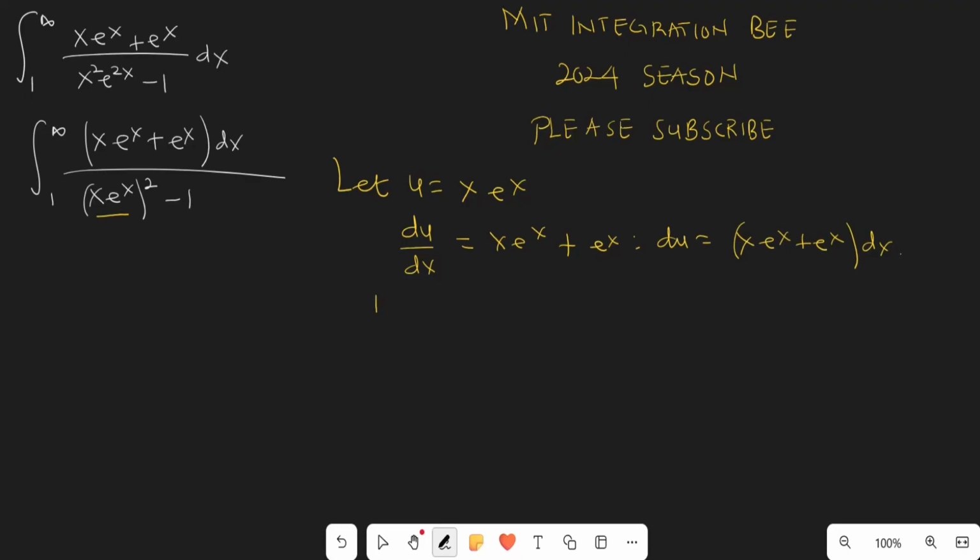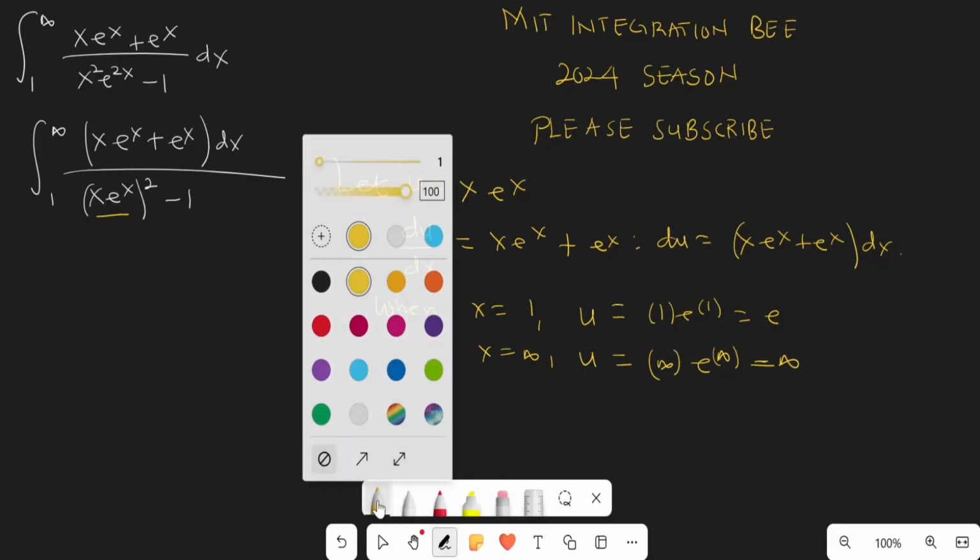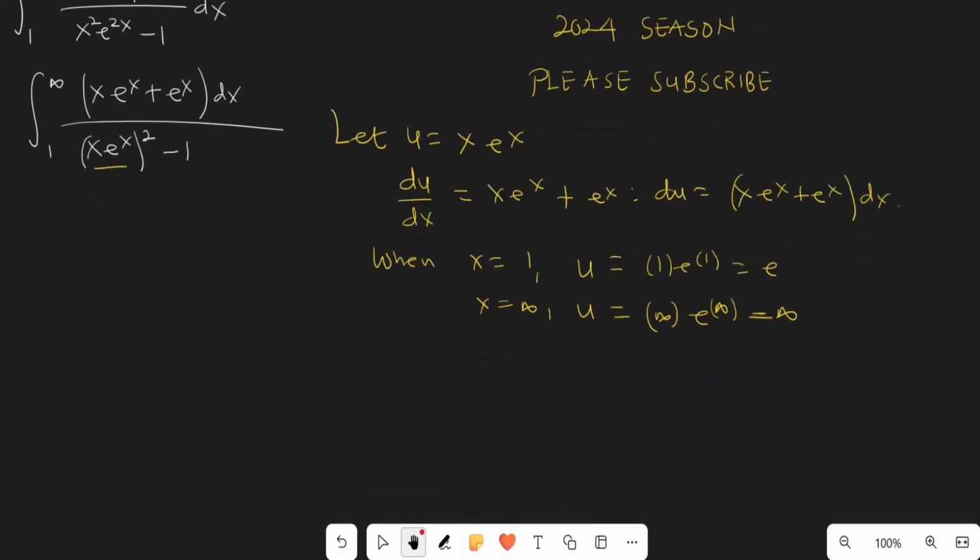Okay, so what about the changing limit? When x is equal to 1, u is going to be equal to 1 times e to the 1, and that is going to be e. When x is equal to infinity, u is going to be infinity times e to the power infinity, and that is equal to infinity, right? So we can take our integral from the x world into the u world.